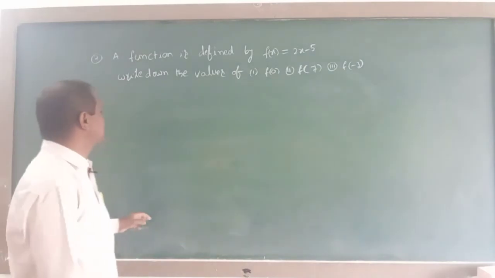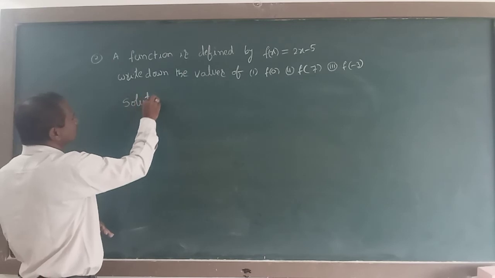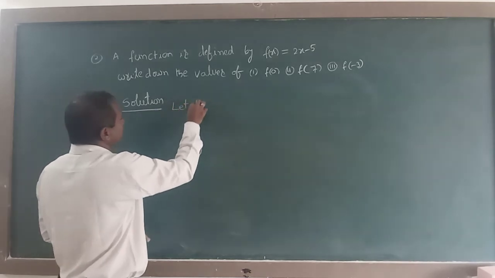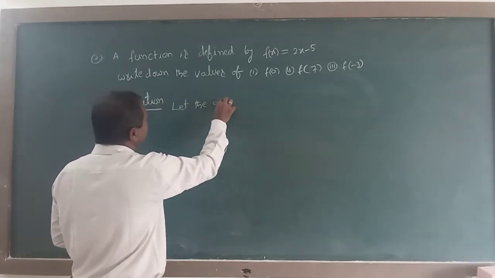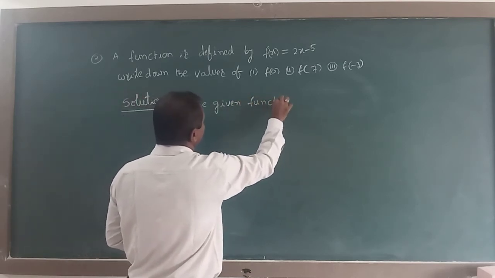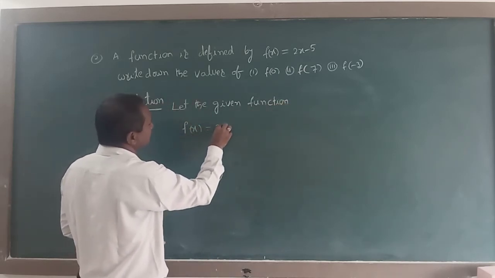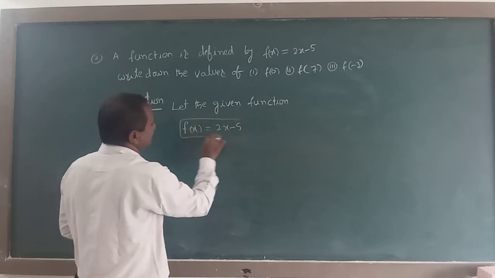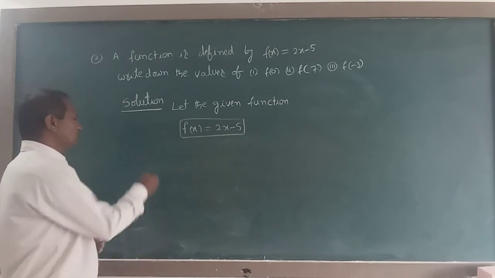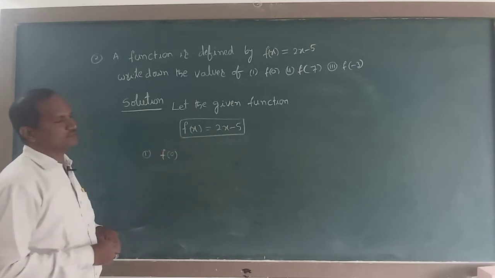Now the solution for this question is: let the given function be f of x equal to 2x minus 5. In this case, we are going to substitute. According to the first question, at x equal to 0, the first question is f of 0. How are we going to find it for the function f of x equal to 2x minus 5?